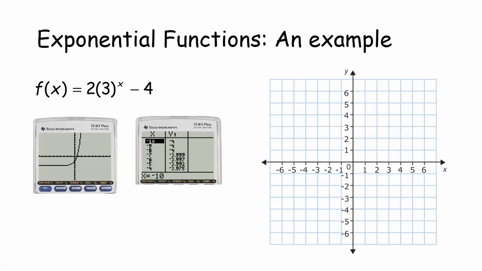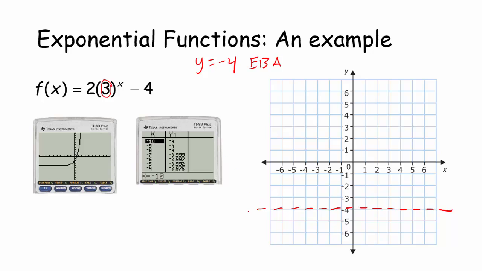So let's look at an example here. f of x equals 2 times 3 to the x minus 4. I'll talk about these calculator screens in a second, but I just want to write down some of the basic properties of the function. So y equals negative 4 is going to be our EBA, our end behavior asymptote. So I'm going to dash in the end behavior asymptote right there. The base value here is 3. That's greater than 1, so this is going to be an exponential growth function.